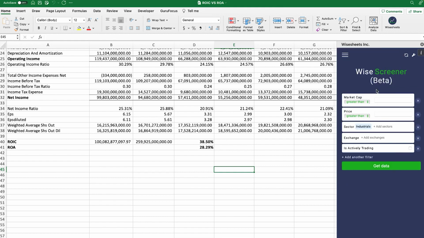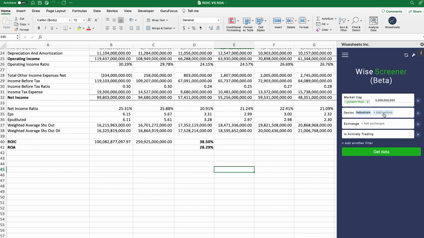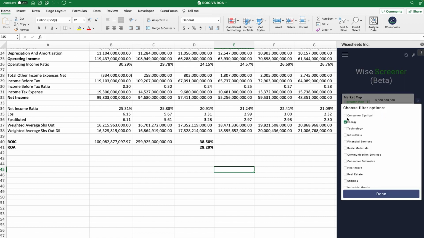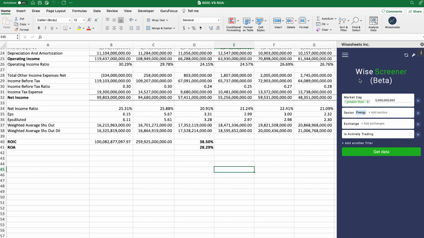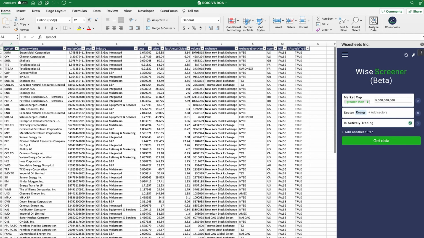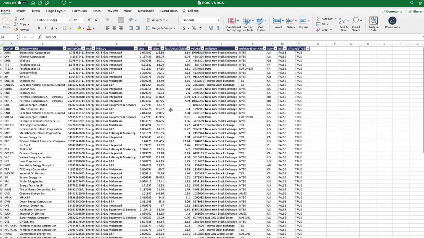So you're going to go on the screener, and let's say that you're looking for companies that have a market cap greater than, in this case, 5 billion. We don't care about the price. For the sectors, we could select energy companies. This is just an example. The exchange, we're not going to look at. Actively trading, yes. So these are companies that are actually trading in the stock market. And just like that, you're going to be able to get a stock list like this, for which you can get a whole bunch of metrics.